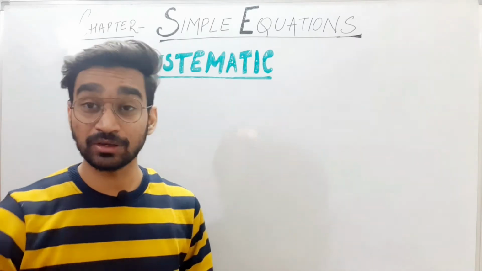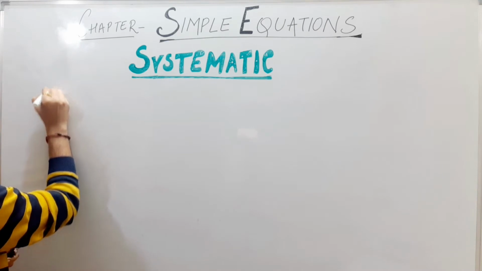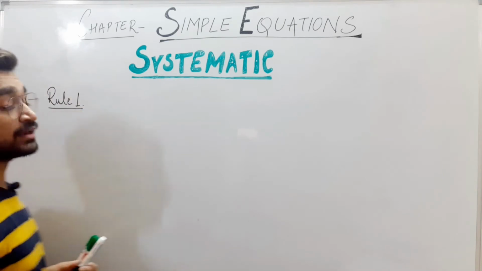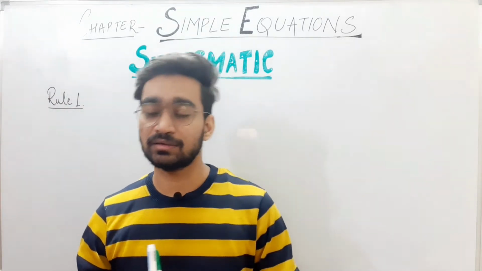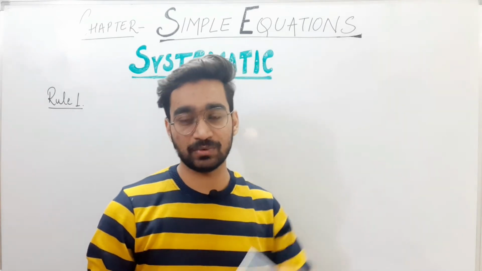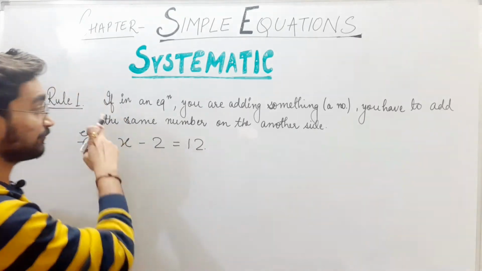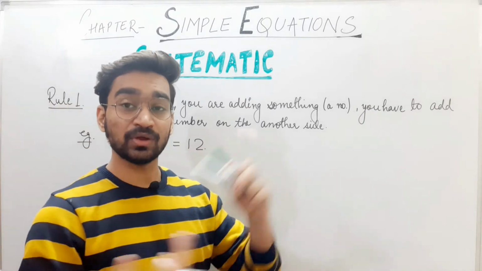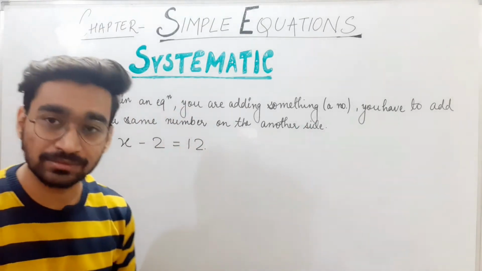Now let's see what is rule number 1. Rule number 1 says that if you are adding something on one side of the equation, you have to add the same number on the other side of the equation. Now let's take an example. If in an equation you are adding a number on one side, you have to add the same number on the other side also.